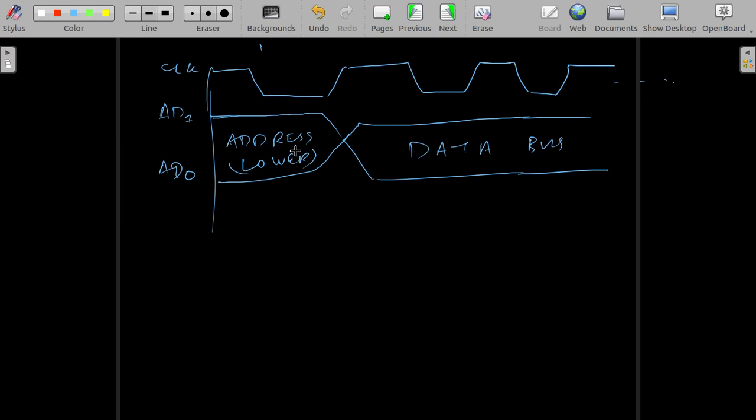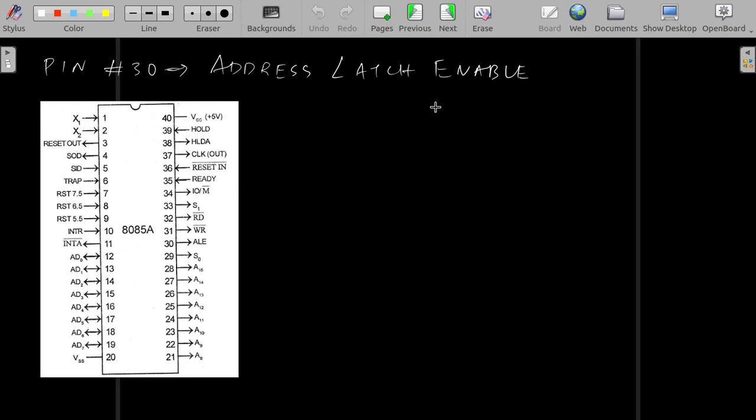But the thing is that whatever address we require, we have to take it before this changes to the data bus, right? Because otherwise this address part will be lost, because the information at the lines changes. To avoid that, we use the concept of an address latch.